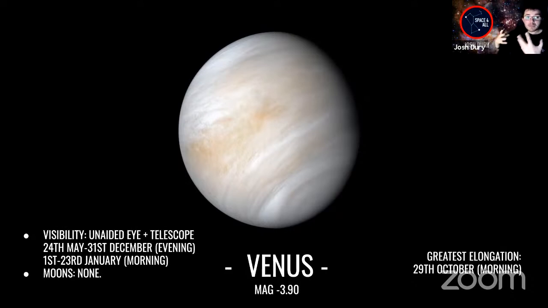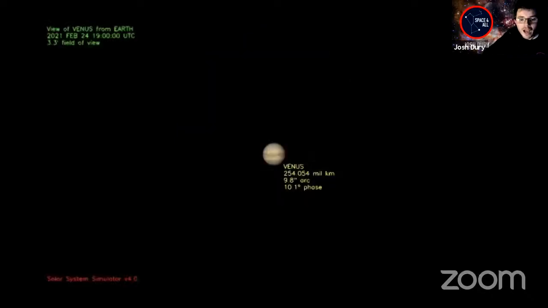Again, this planet doesn't have any moons, and its greatest elongation, which is the highest it will appear in the sky, will be around the 29th of October. So then will be a really good time to have a look, and you'll be able to see it very clearly in the night sky for a long period of time. So moving to our next slide.